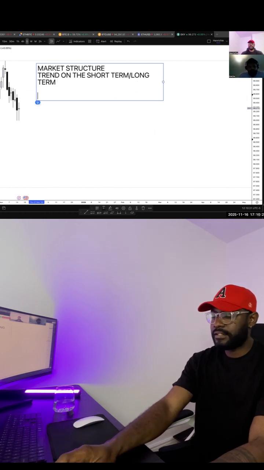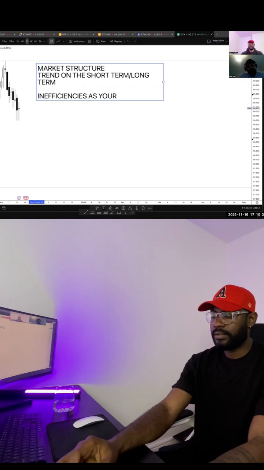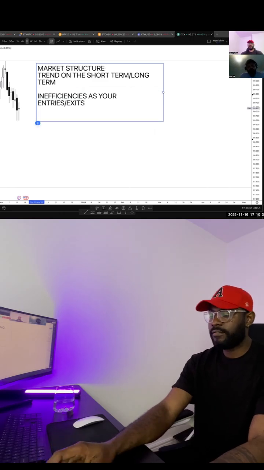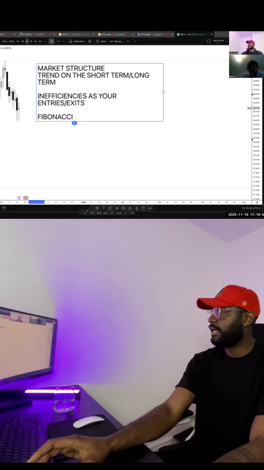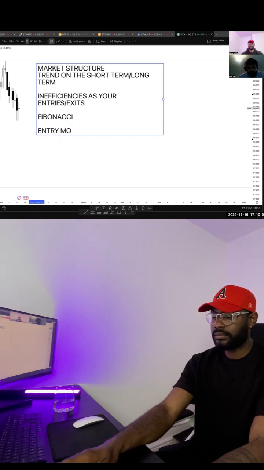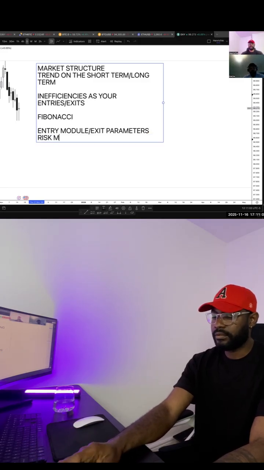And the second one is inefficiencies, which we have already covered, but we'll cover how you use inefficiencies as your entries and also as your exits. Then the next one we're going to cover is the Fibonacci, how you can use the Fibonacci to refine and have precise areas of interest for taking your trades. And the last but not the least is going to be entry model and exits parameters. Then we also talk about risk management as well.